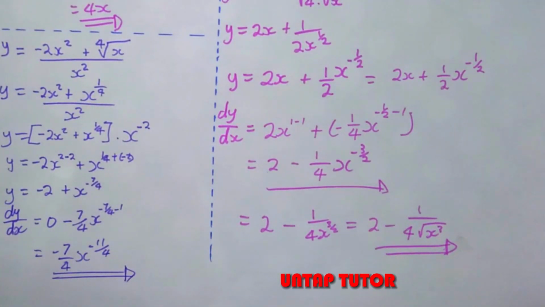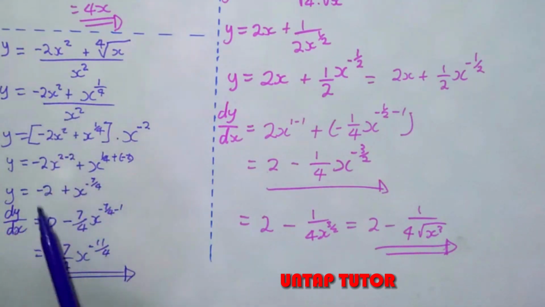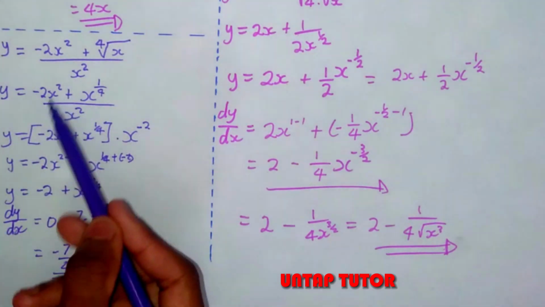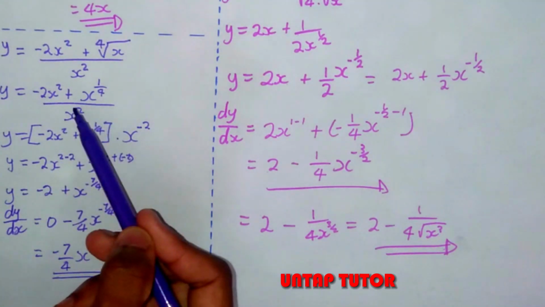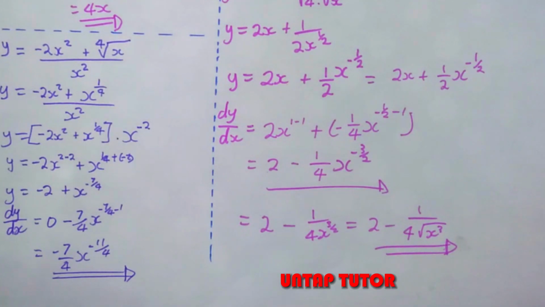And again, there is another way in which you can split the fractions. Have negative 2x squared over x squared, then x squared and x squared will cancel out, and have x to the power of 1 over 4 over x squared, and then you subtract the exponents from there.